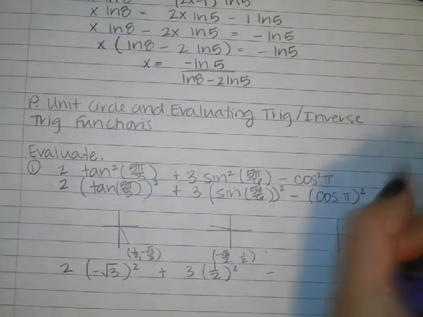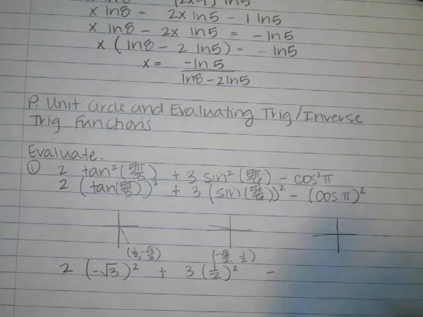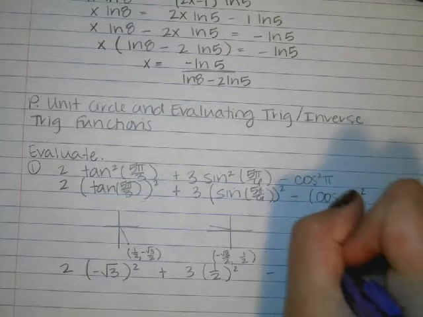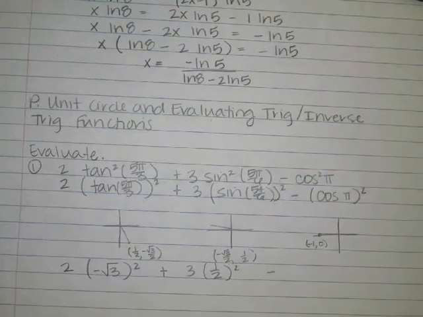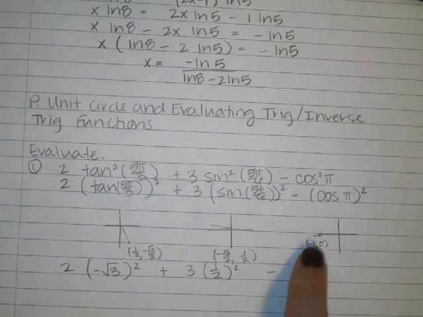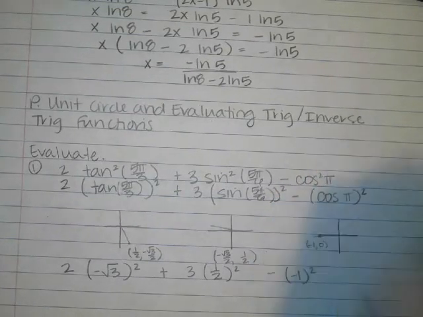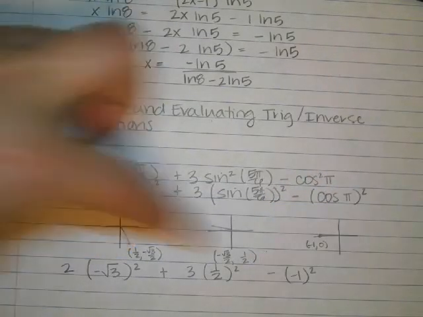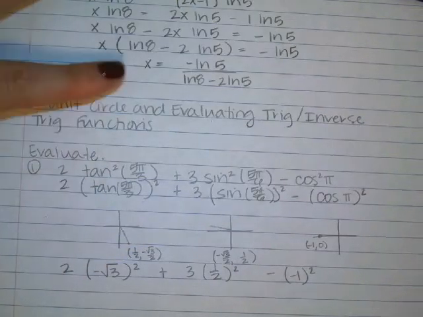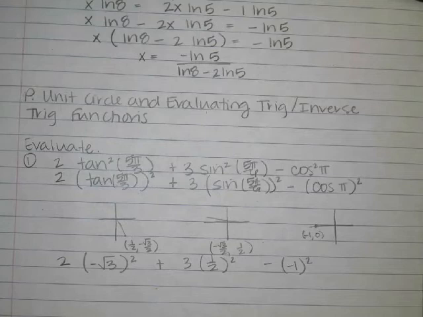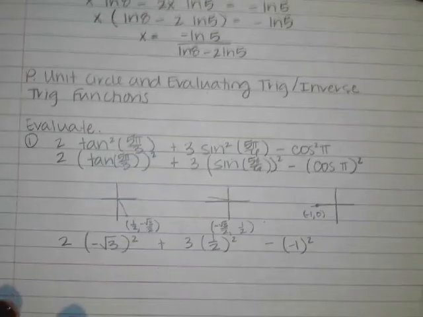And then pi is over here. That means we have our radius of 1, so we go left 1, up or down 0. And cos is the x coordinate, so that's negative 1. So I might not draw these pictures perfectly, I might not write out the coordinates, but that is what's going on in my head when I'm doing a problem like this, and I do not have the unit circle right in front of me.